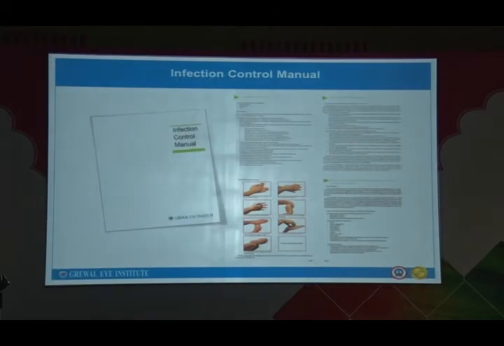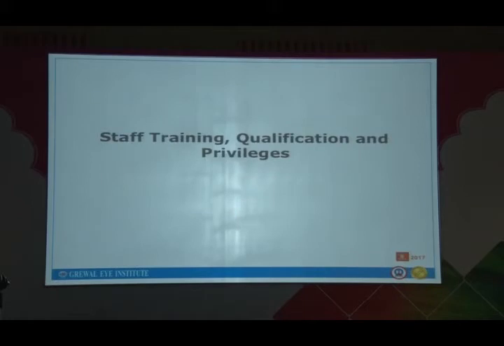All of those who are NABH certified know about it. The infection control manual contains, first, the policy. Policy means what the organization wants to do. The second is that all the SOPs are compiled into it. So the infection manual is almost a 100-page document which is revised every 6 months, which has the major policies, and based on that, all the SOPs are compiled into it.